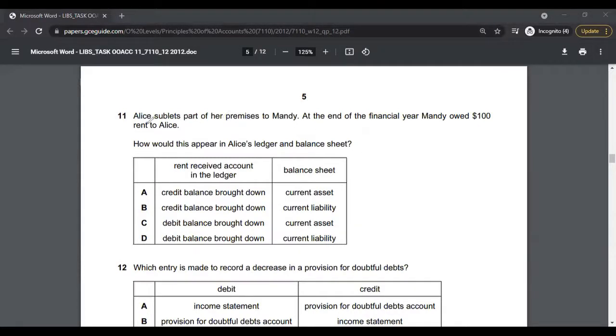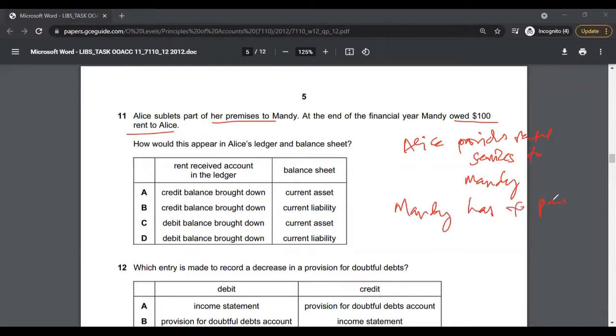Multiple choice 11. Alice sublets part of her premises to Mandy. So Alice provides rental services to Mandy. At the end of the financial year, Mandy owed $100 rent to Alice. So Mandy has to pay $100 to Alice. Or in other words, Alice has to receive money from Mandy. How would this appear in Alice's ledger and balance sheet?